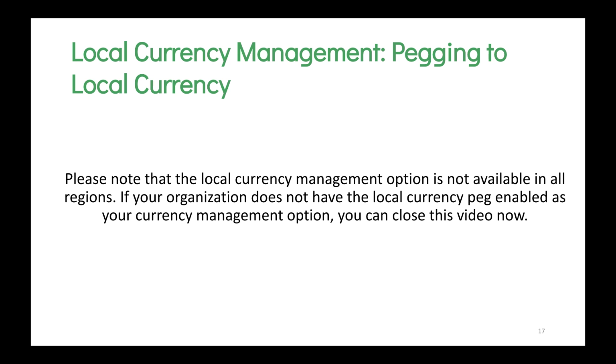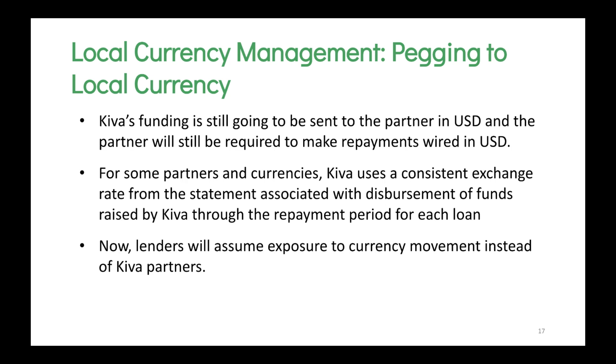Let's take a look at how the local currency peg works. Kiva's funding is still going to be sent to you in US dollars, and you will still be required to make repayments wired in US dollars. For some partners and currencies, Kiva uses a consistent exchange rate from the statement associated with disbursement of funds raised by Kiva through the repayment period for each loan, eliminating partner exposure to currency movements during that period. Now, lenders will assume exposure to currency movement instead of Kiva partners.